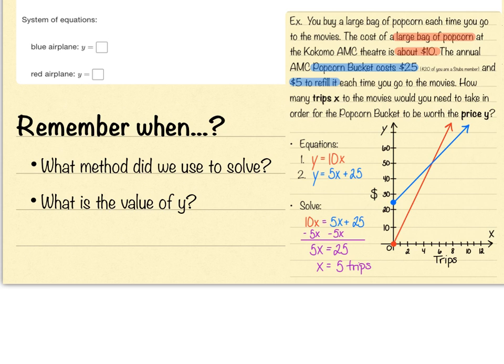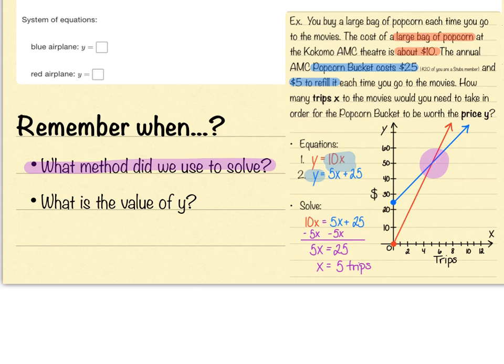It was kind of difficult to see if that was going to be 4 or 5. It's hard to tell where exactly the intersection point is, and how many trips that was. To answer this question, what method did we use to solve? We actually used substitution. You may not recognize that, but we substituted 10x in for that y right there, and then we solved it and found out it was exactly 5 trips.